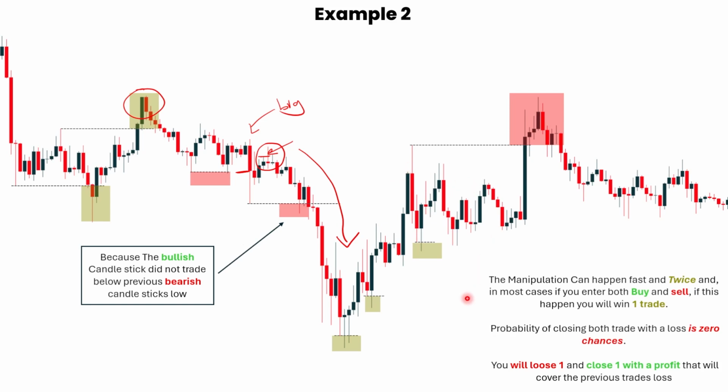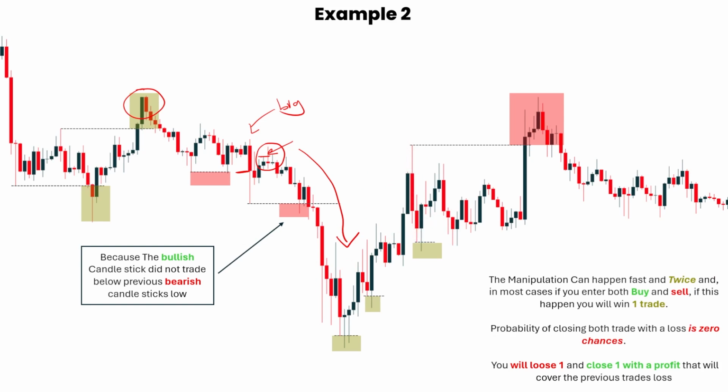And sometimes the manipulation can happen fast and twice, and in most cases, if you enter both buy and sell, if this happens, you will win only one trade. The probability of closing both trades with zero loss is very rare. You will lose one and close one with a profit that will cover the previous trade's losses. So let me show you an example around this candlestick here, and this one.